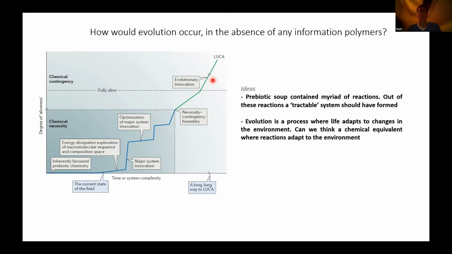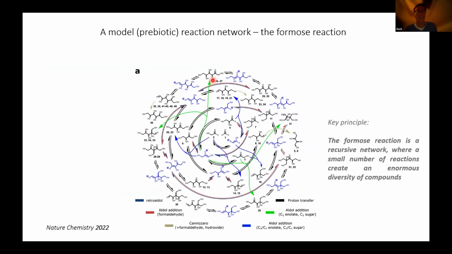What I was thinking is that you could say evolution in a very general sense is that life adapts to changes in the environment. I was thinking, can we find a chemical equivalent, where reactions adapt to the environment? I don't want to study a single reaction; we need to study a system. And the system that I want to study is the so-called formose reaction network. The formose reaction in principle is very simple. You start with just two molecules, formaldehyde and dihydroxyacetone.